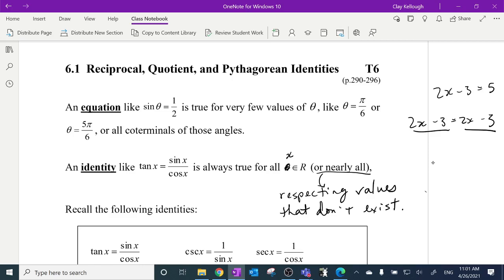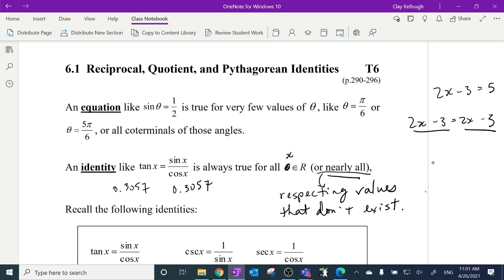Right? Just a second ago in our calculator, we picked 17 degrees. And we found that the tangent of 17 gave us 0.3057. And then we did sine of 17 degrees divided by cosine of 17 degrees, and we got 0.3057. Any angle you want will make the left and right sides be true. It says nearly all the time. There are, of course, exceptions.